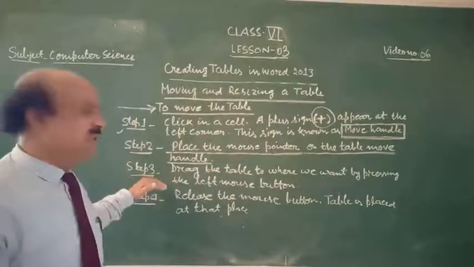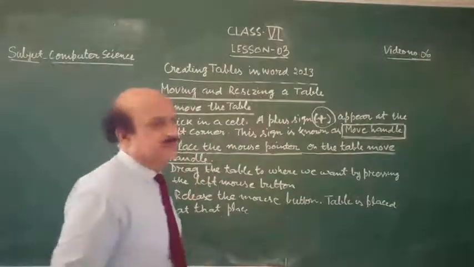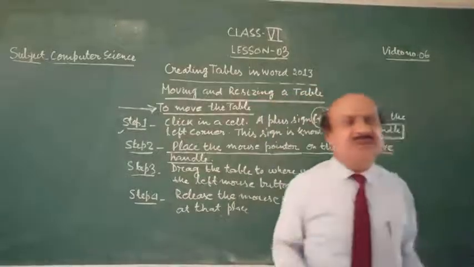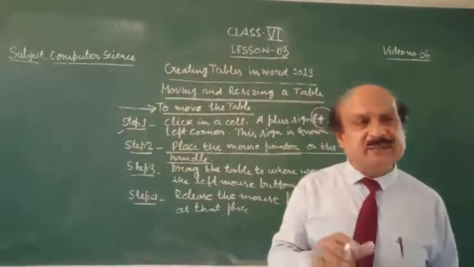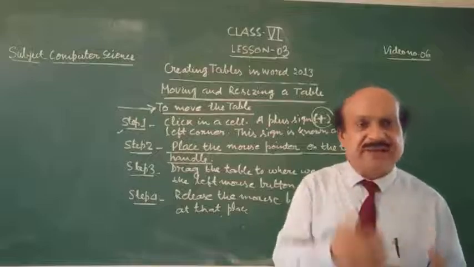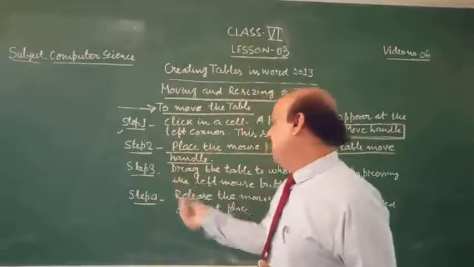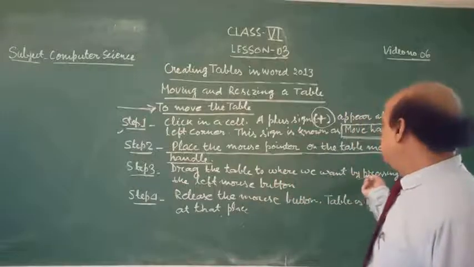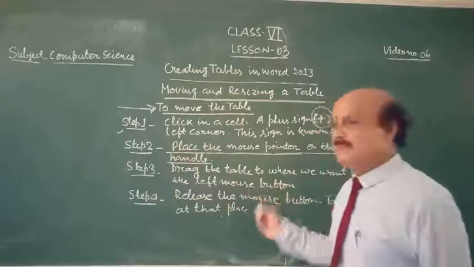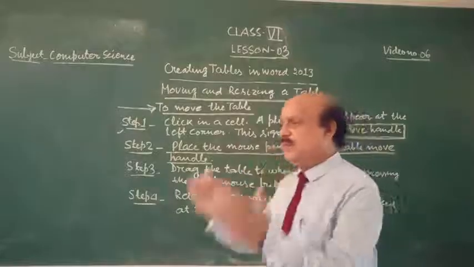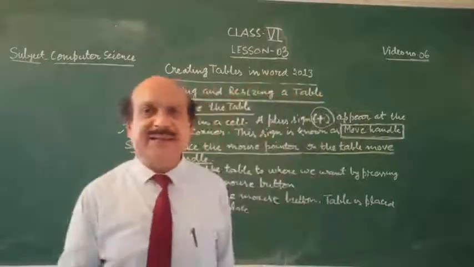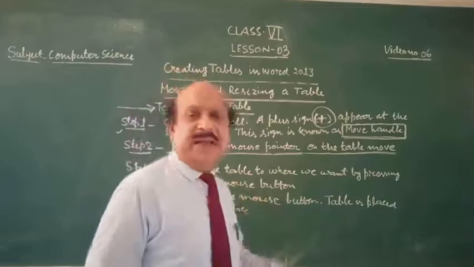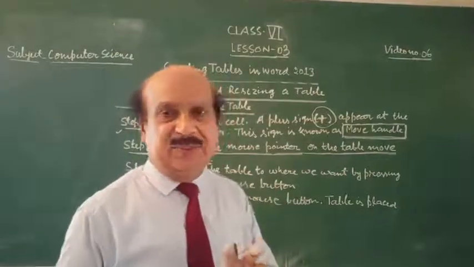Come to step 3. Now you will start to drag. Drag means you are moving the mouse here and there in whichever direction you want to move. That process is known as dragging the mouse. So step 3. Drag the table to where we want by pressing the left mouse button. Where we want to move the table, you will start to drag the mouse while pressing the left mouse button.